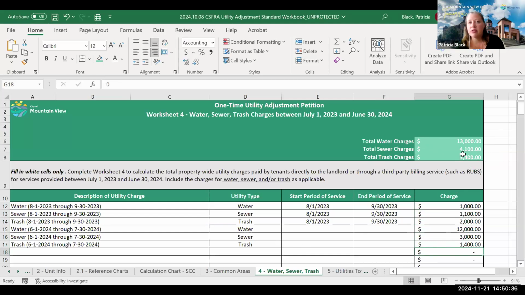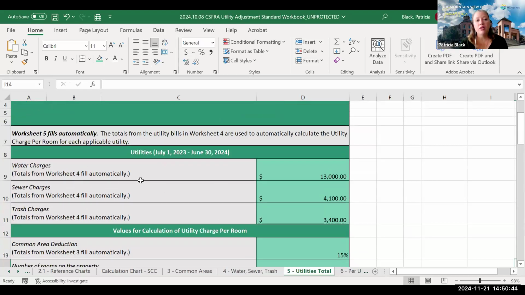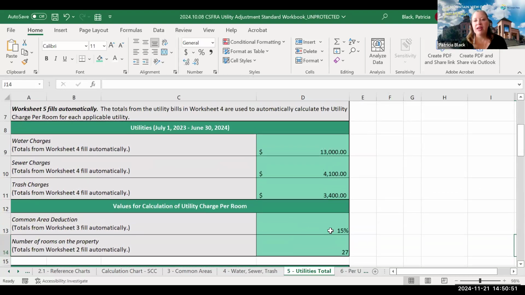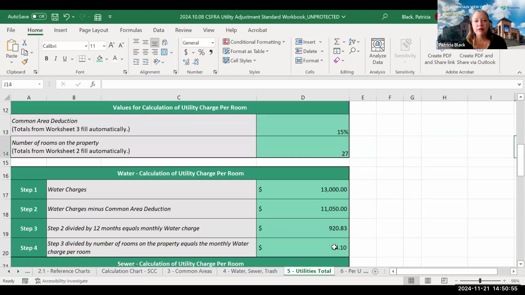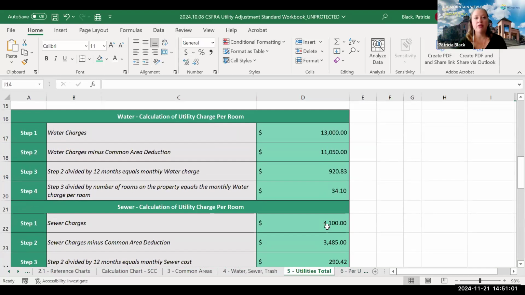And it's doing that for all of your utilities, okay? And then in worksheet 5, it does all of the math for you again. It's taking all of your information from those water charge totals and putting it here. You can see it matches up to what I just did. And then it's taking your common area deductions and the number of rooms on the property, and it starts mathing for you. It's taking care of all of the math for you, okay? So you don't have to do the complicated math here.